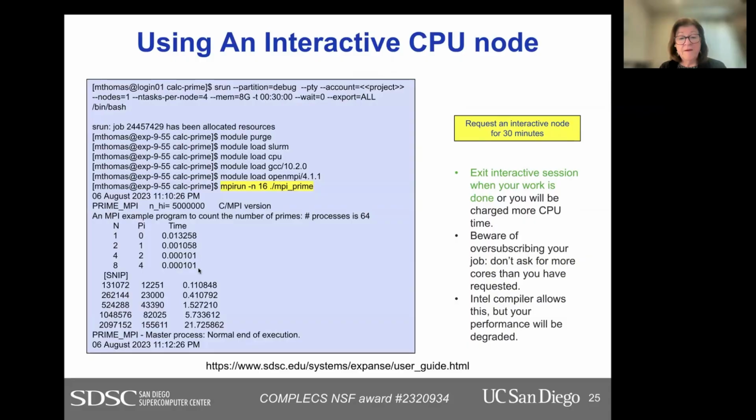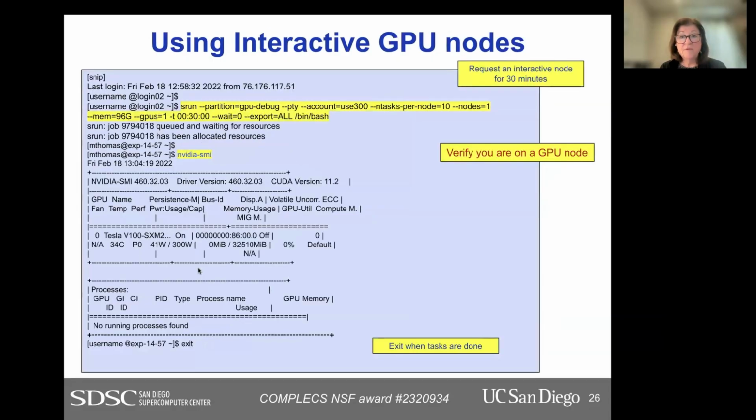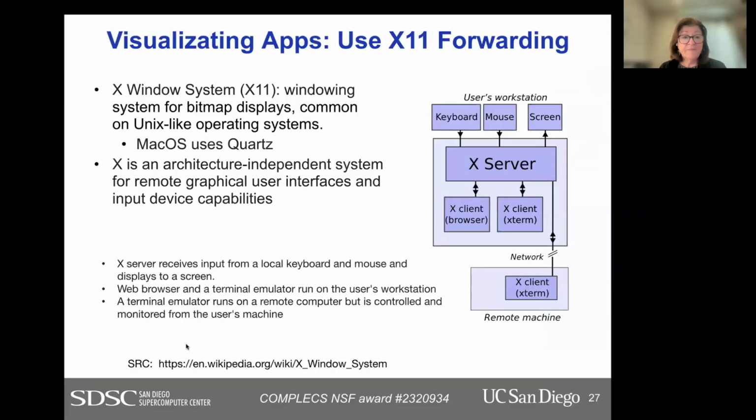Whoops. And so on the next slide is an example of getting a GPU node. How do I know I'm on a GPU node? nvidia-smi returns GPU information. I could run that same code if it's compiled for GPU. Remember, the code has to be compiled to run on GPU or to run on CPU or to run on hybrid. And we support all three of those environments. Don't forget to exit the node when you're done.